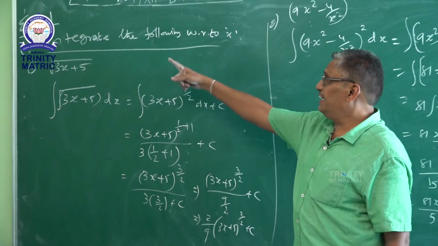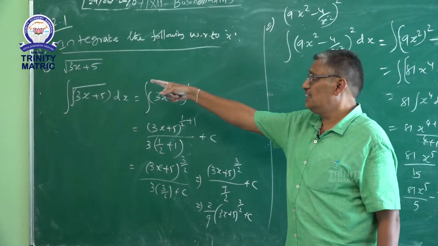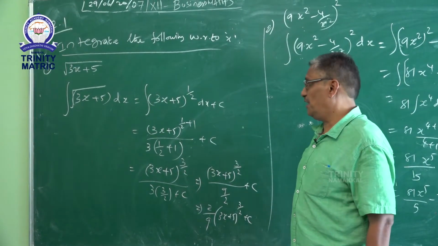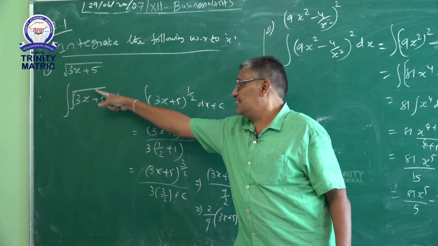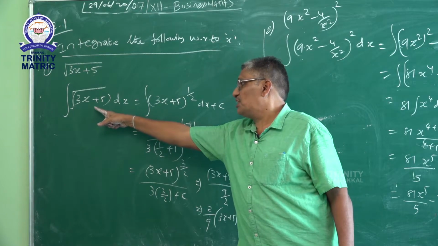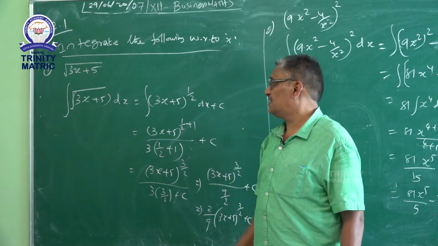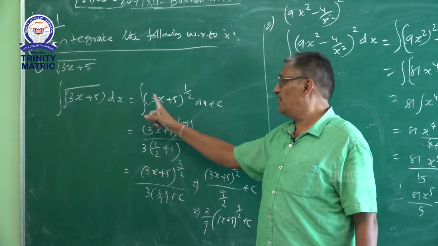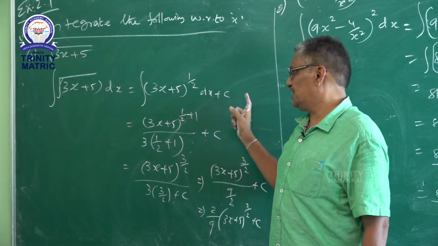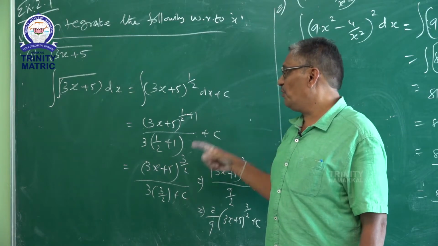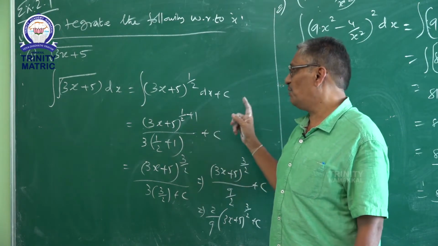What is the sum? Integrate the following with respect to x: square root of 3x plus 5. So you put the integration sign, the elongated S, and write the square root of 3x plus 5 dx. You know that square root means power of half. So it is integration of 3x plus 5 whole power of half dx plus c. I have already taught you two formulas, and I am applying the second formula.